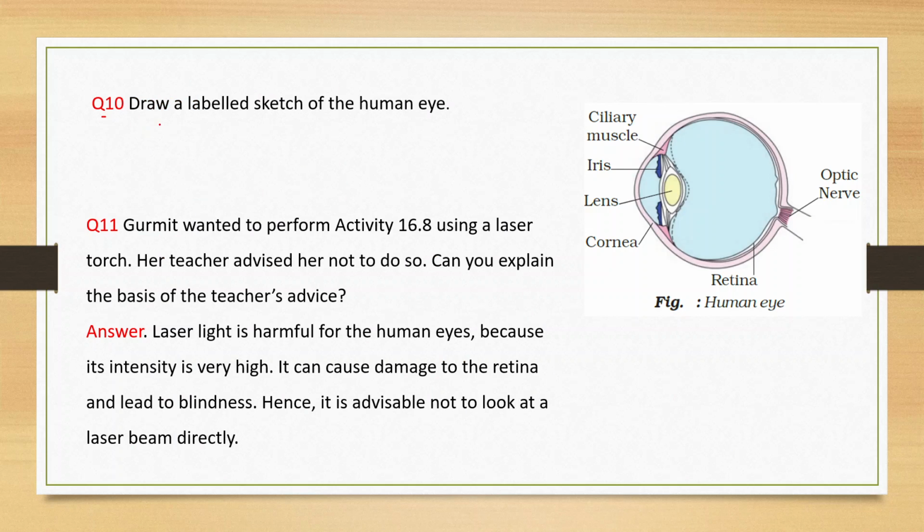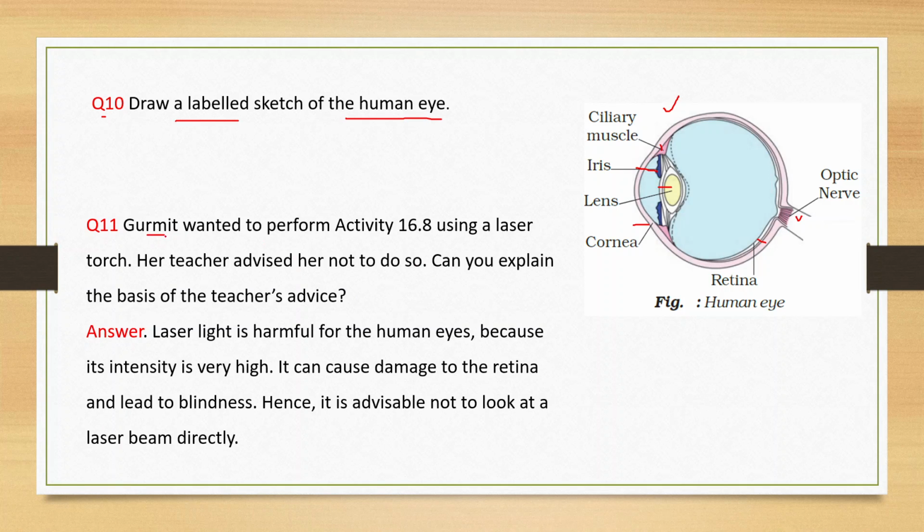Question number 10. Draw a labeled sketch of the human eye. You have to draw this sketch. Okay. This is cornea. This is iris. This is lens. These are the ciliary muscles. This is retina, and this is optic nerve.